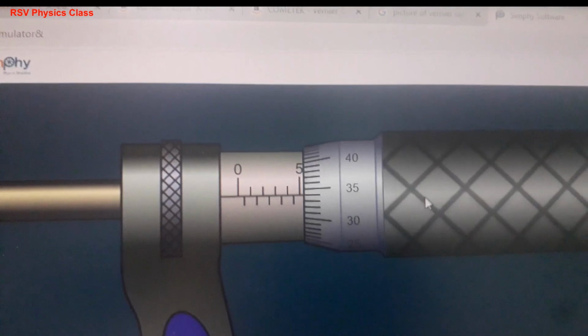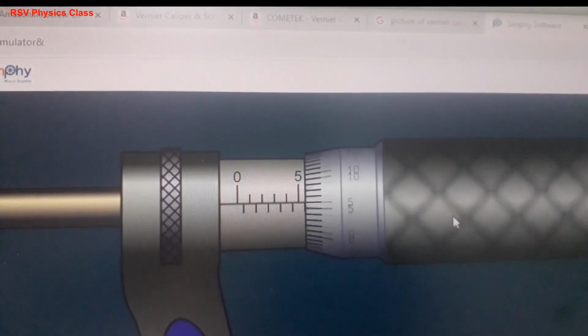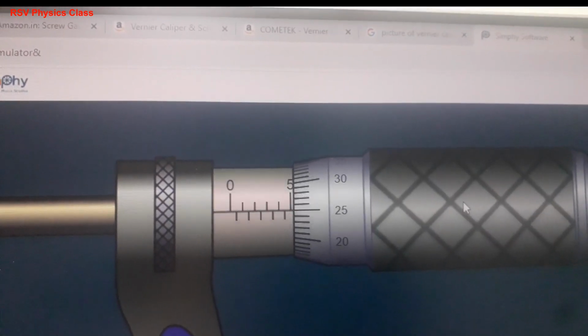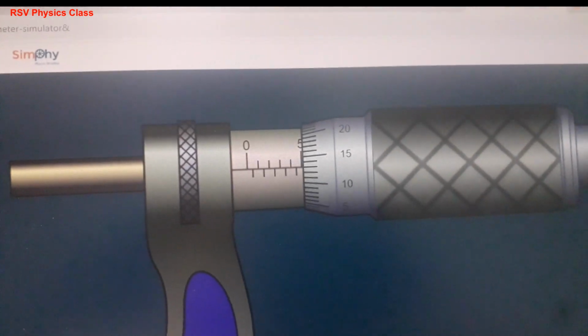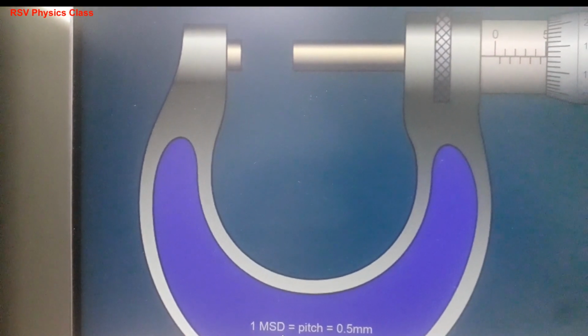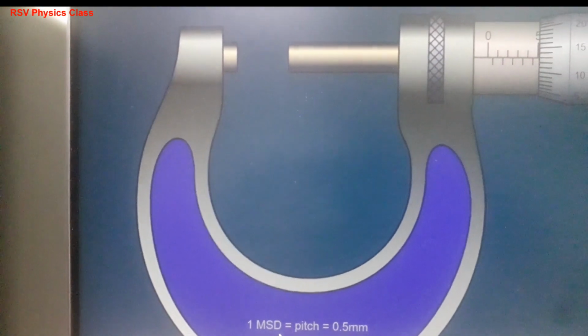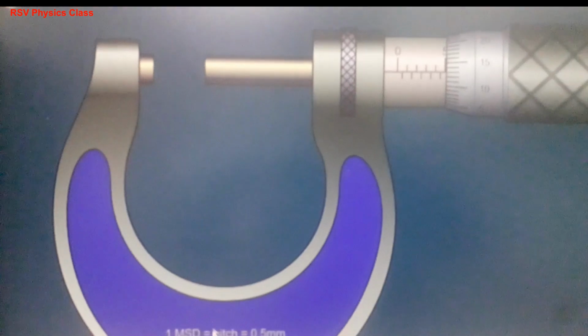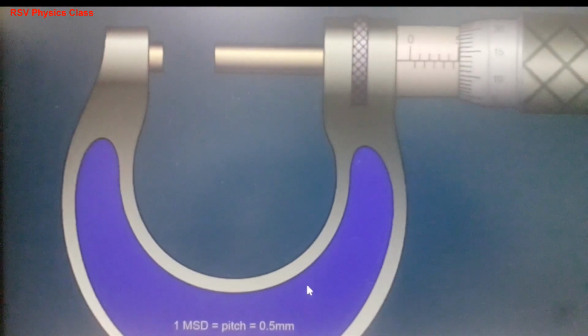Okay, so this circle is rotating, and after rotating it moves 0.5 mm for 50 scale divisions. So this is the pitch, the screw pitch. One main scale division is 0.5, so the screw pitch is 0.5, and 0.5 by 50 is equal to 0.01. So this is your screw gauge's least count.